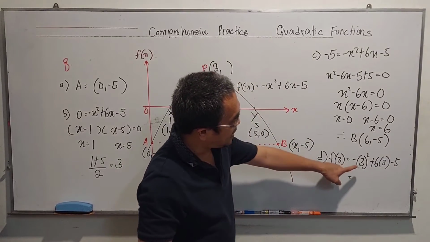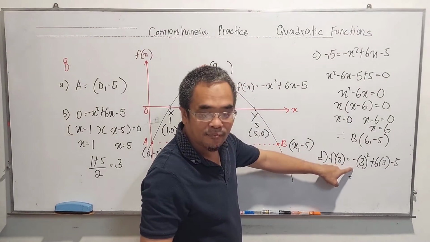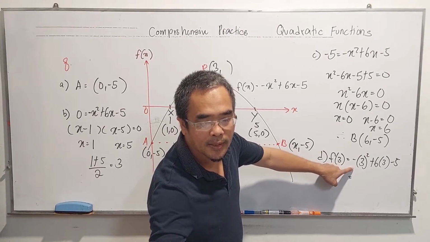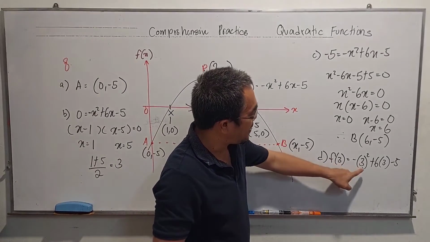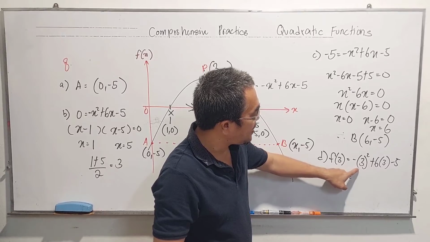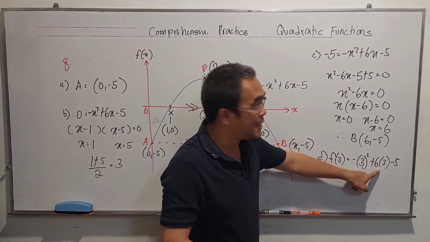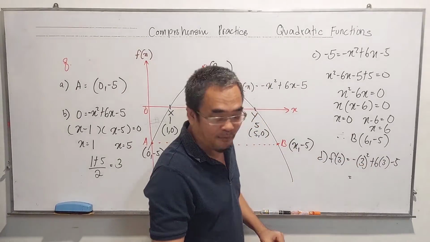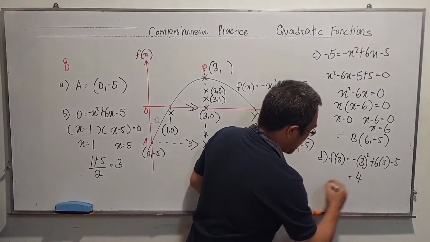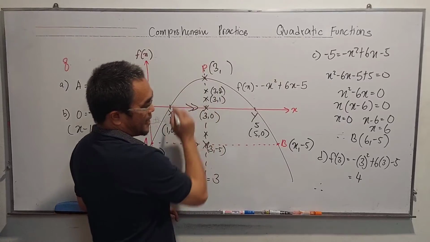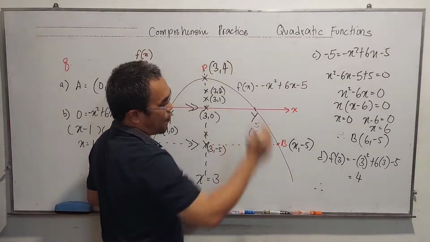So here, 3 squared will be 9, then negative, so -9, plus 6 times 3, which is 18. So -9 plus 18 will be 9. 9 minus 5 will be 4. So therefore, P is 3, 4.